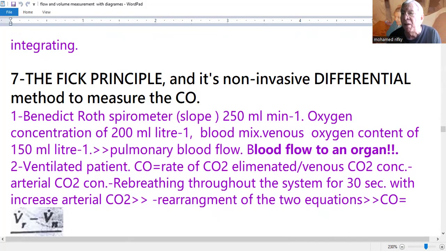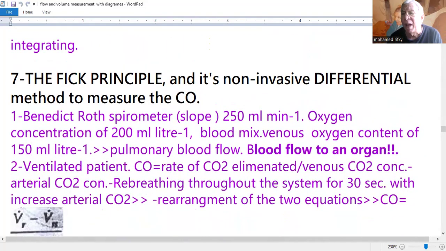Suppose it's 250 millimeters per minute, and then knowing the difference in oxygen content in the arterial sample taken by a needle and in the venous system by tubing through the pulmonary artery, getting a mixed venous oxygen content, and then we subtract both. We'll find it will be around 50, as you can see from the figure. This 250 is divided by 50 to yield the pulmonary blood flow and hence the cardiac output.